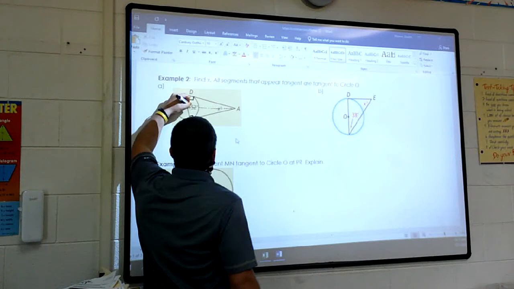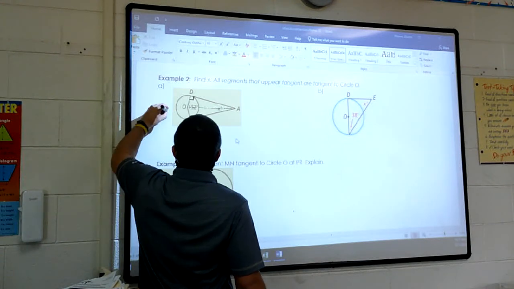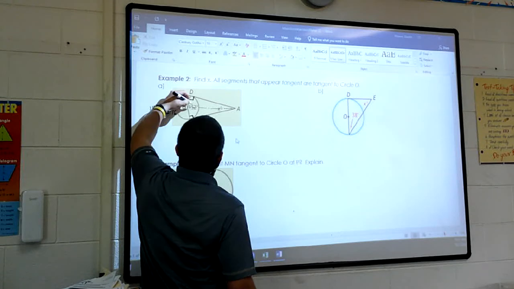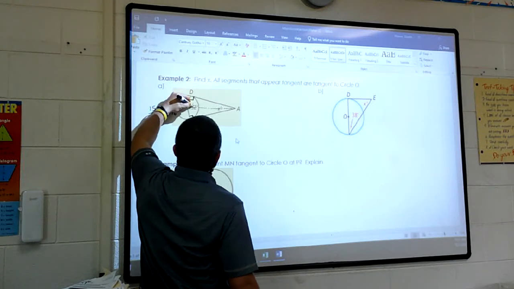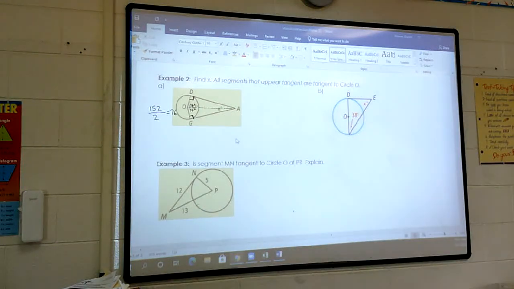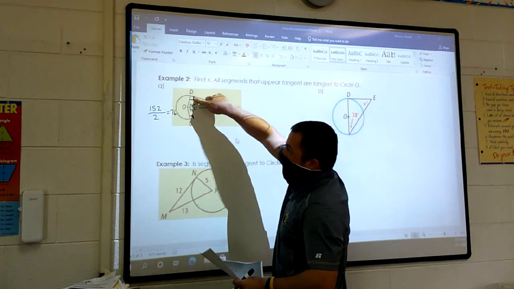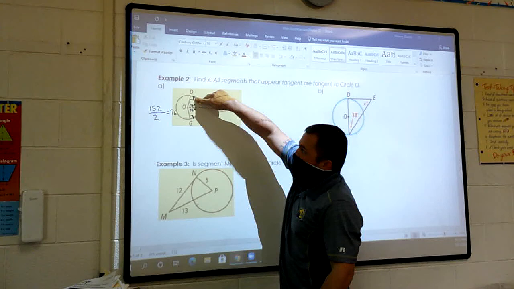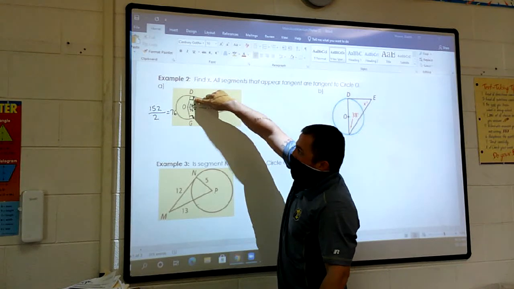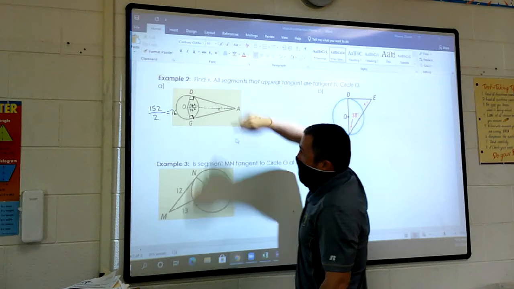And half of 152, so let's say we cut 152 in half. Half of 152 is 76. So we can say there's 76 degrees up here, and there's 76 degrees down there. So we got 76 in each triangle, okay? So just think of it like it's 2 triangles. There are 2 triangles. The measure of this angle is what? Right here. 90. This one's 76. So what does the one down here have to be?